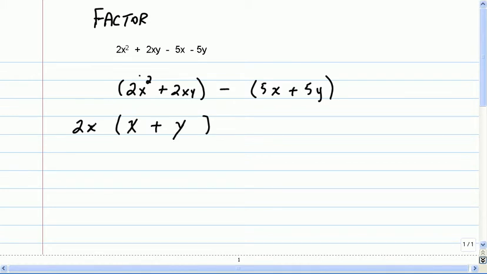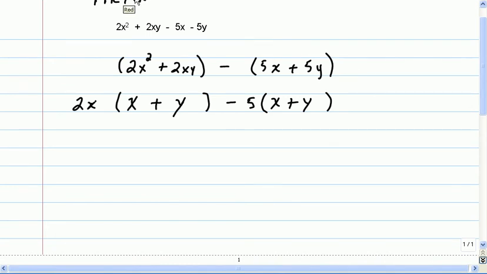And we can confirm that we're correct by taking the 2x times the x, which would give us 2x squared, and the 2x times the y, which would give us 2xy. From the second group, we can factor out a 5. So take out the 5, and inside the parentheses, we're left with x plus y.